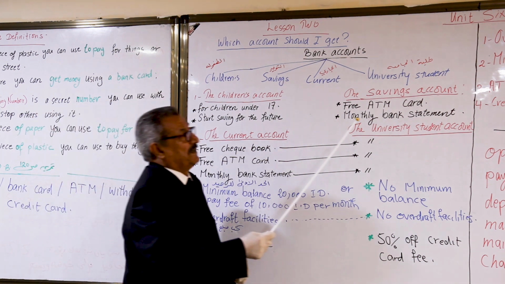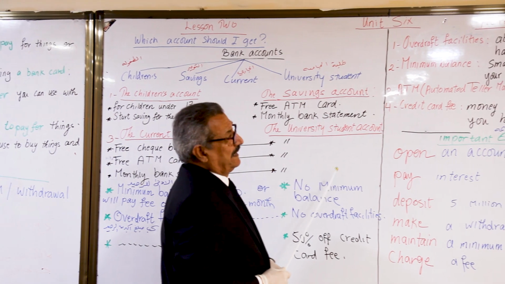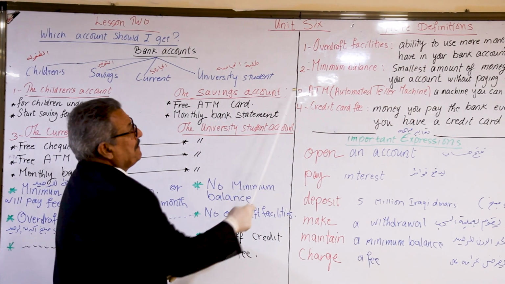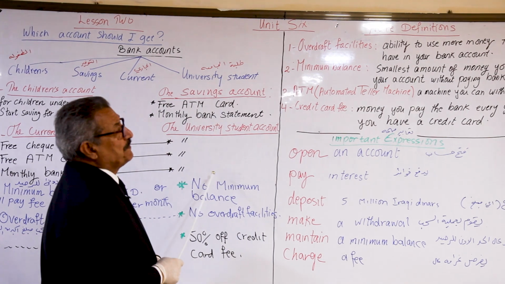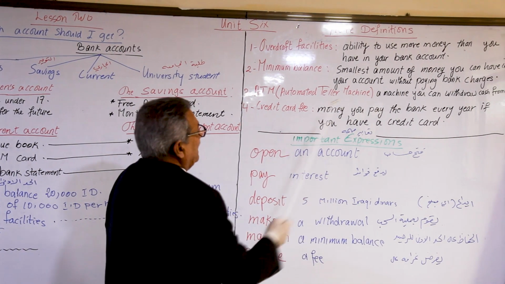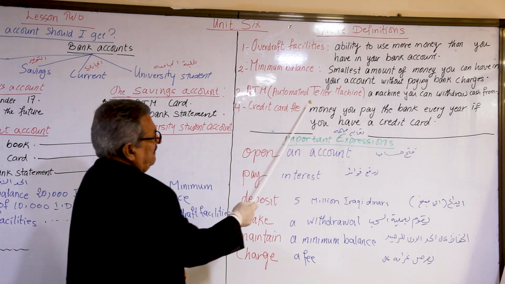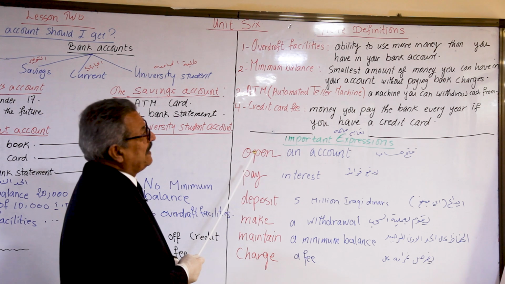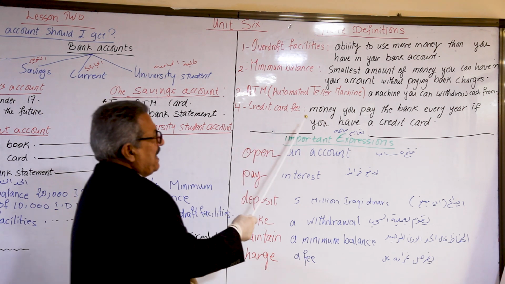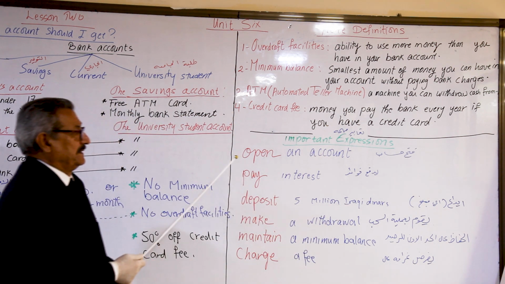More definitions. The overdraft facilities: ability to use more money than you have in your account. Minimum balance: smallest amount of money you can have in your account without paying bank charges. ATM (اللي هي automated teller machine): a machine you can withdraw cash from. Credit card fee: money you pay the bank every year if you have a credit card.